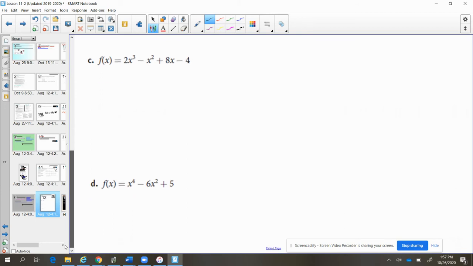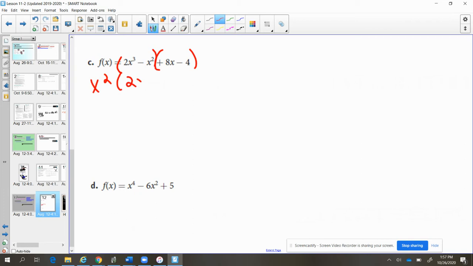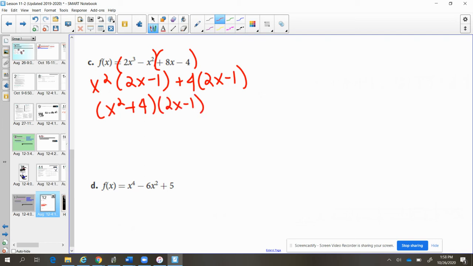So for letter C, notice this is potentially a factoring by grouping situation. And we're going to want to look at what the greatest common factor is of each of these. So we have 2x minus 1 when we factor out the GCF of x squared in the first piece, and then our GCF in the second piece is 4, and we're left with the 2x minus 1 as well. So as we factor, we end up with 2x minus 1 and x squared plus 4.